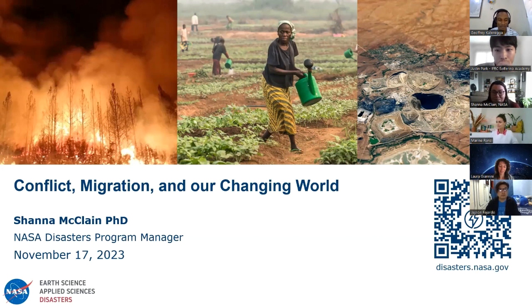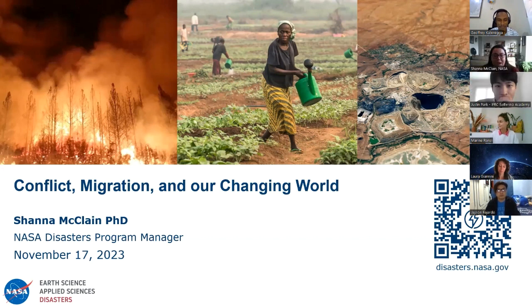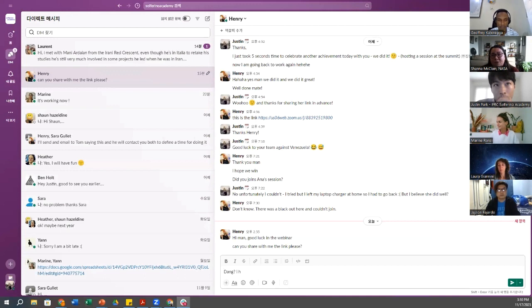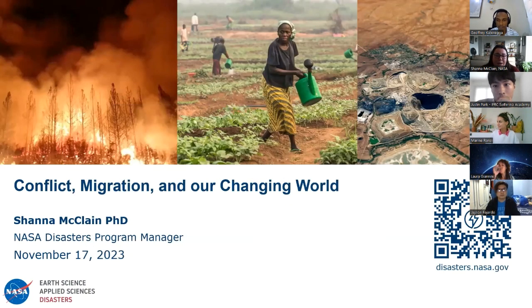Because truthfully, when I was approached about presenting on conflict, migration, and climate change, and the role that Earth observations play here, I thought, wow, this could take like a month. There's so much to cover here. So I'm going to give a very broad overview of how I approach conflict and migration, environmental change and climate change, specifically from an Earth observation perspective at NASA. Before I start, I was asked to briefly give a little introduction about myself.